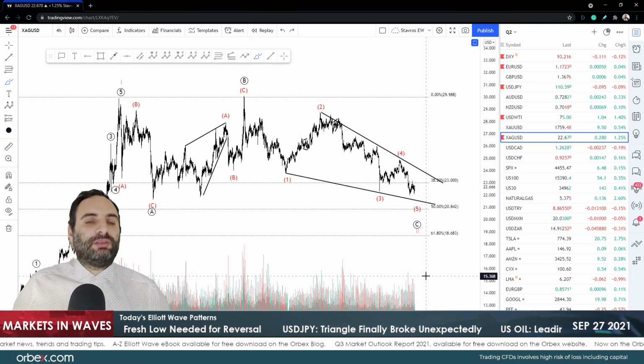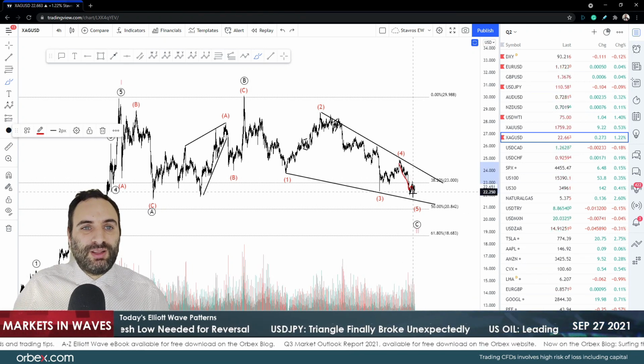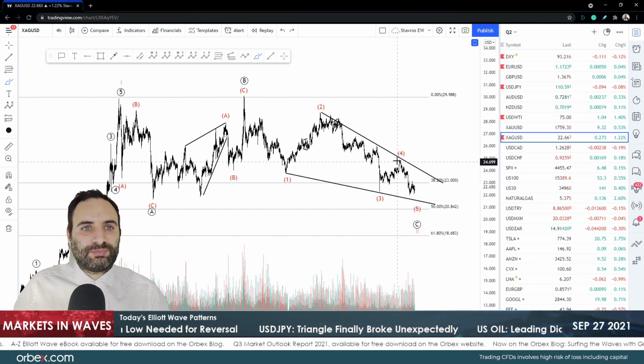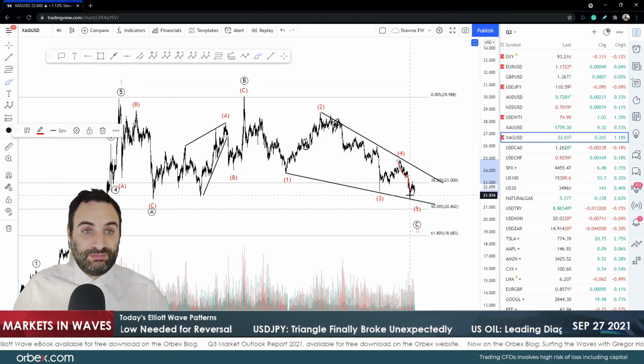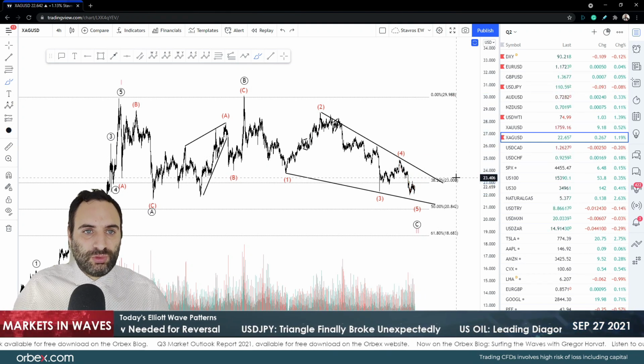So since ending diagonals are 5 waves, 1, 2, 3, 4, maybe 5, 1, 2, 3, and 1, 2, 3, 4, 5, we ended. And that's going to be 1, 2, 3, 4, 5, and we'll continue all the way up.